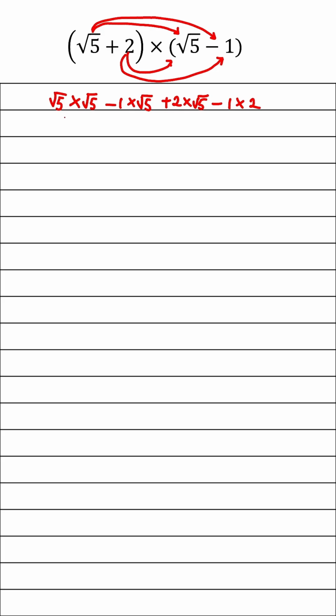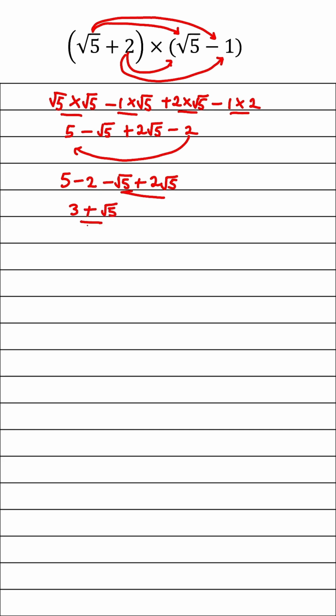Now combine everything. 5 minus root 5 plus 2 root 5 minus 2. Combine like terms. So the final answer is 3 plus root 5.